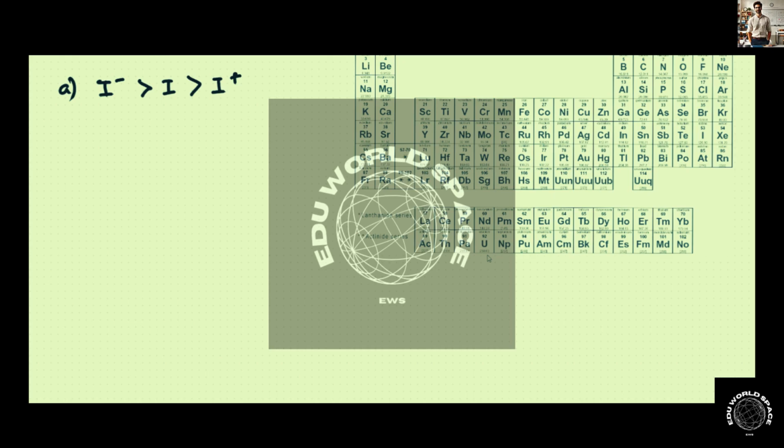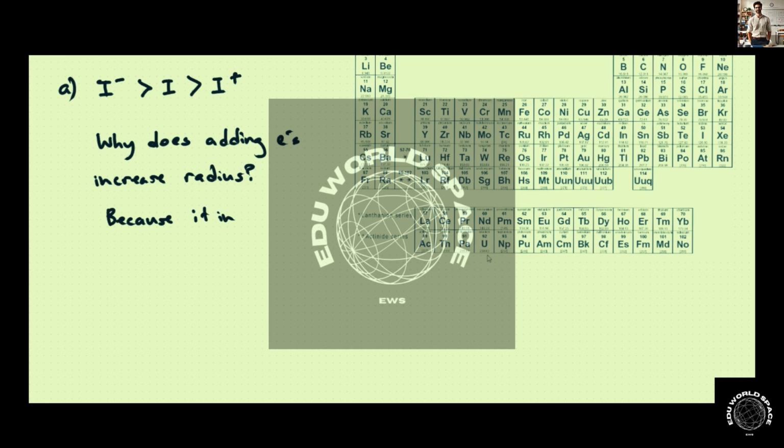So we can rephrase this question as: why does adding electrons increase radius? And the answer is because it increases electron repulsion.